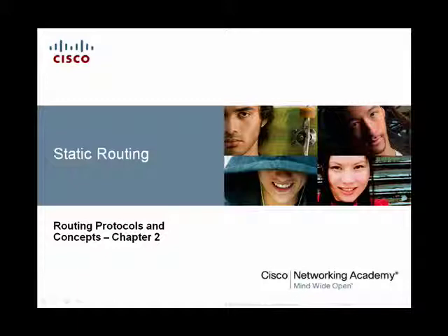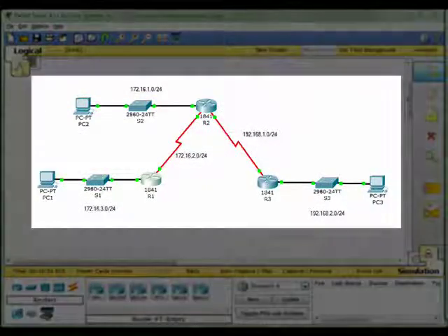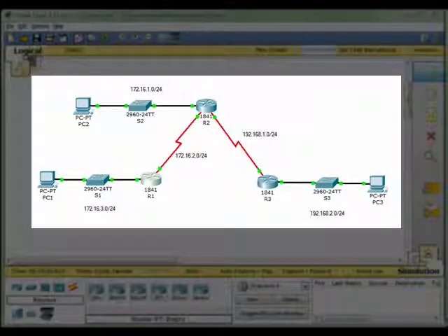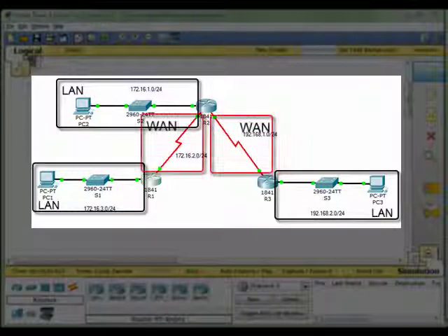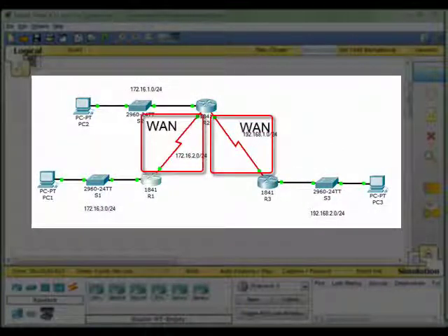In this chapter, you will learn the fundamentals of static routing, how to configure static routes, and you will get practice reading routing tables. Here is the network topology for this chapter, and throughout the chapter you will be able to build such a network, configure local and wide area interfaces, set up IP addresses, and the clocking.